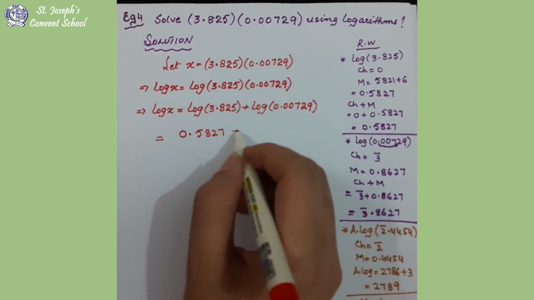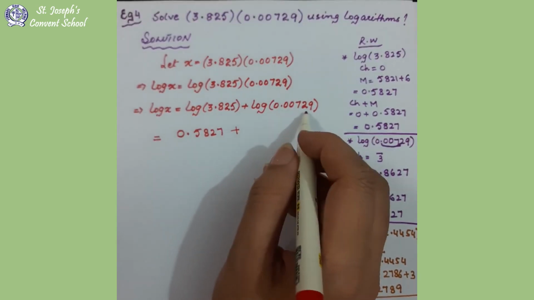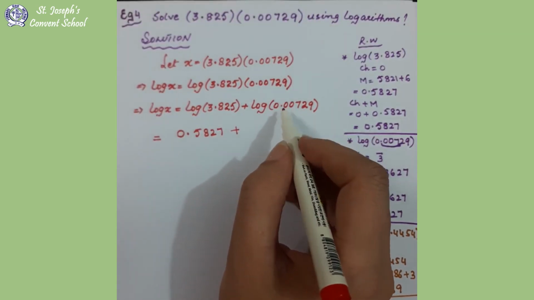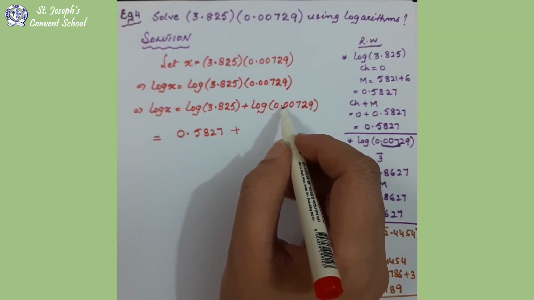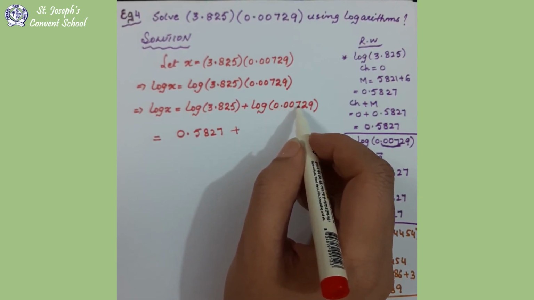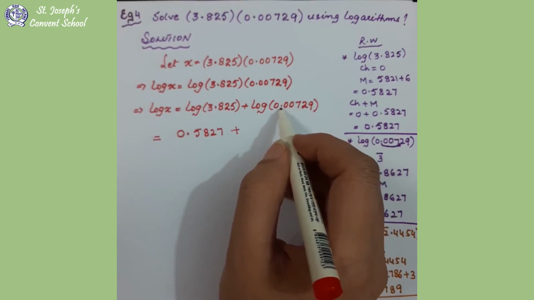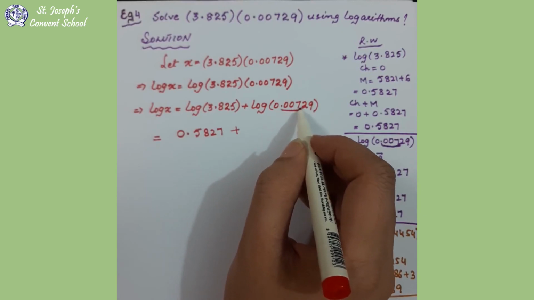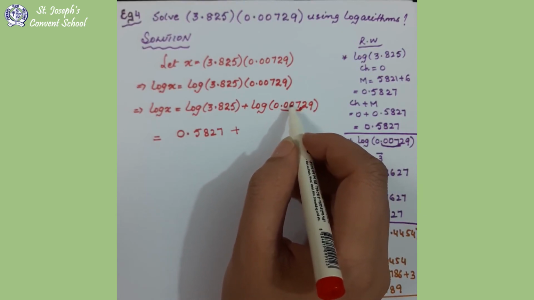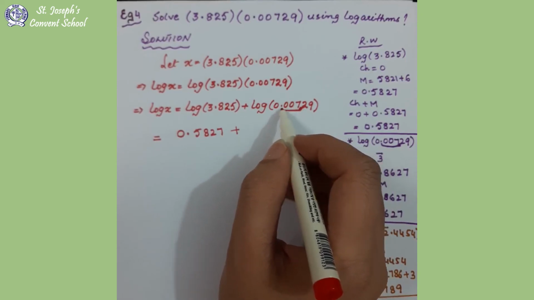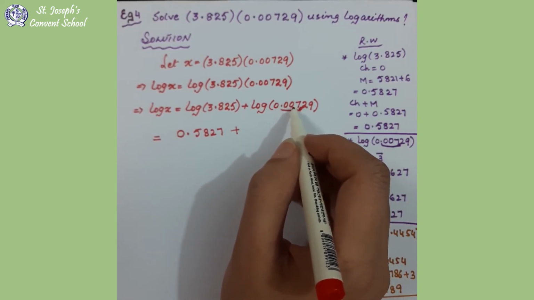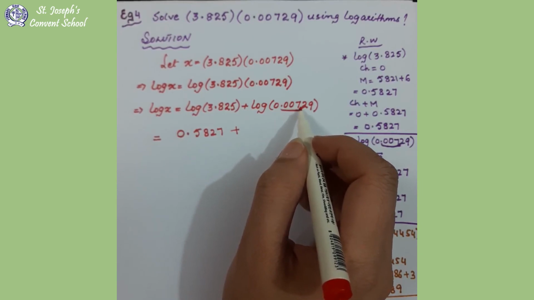Plus the log of this number. Now in this case you can see the decimal is not after the first non-zero digit. This is 0, this is 0, this is non-zero, so the decimal will come after this. So this decimal you have to shift after this. So you are shifting 1, 2, 3 places, and this number is smaller than 1. So if the number is smaller than 1, it means that the characteristic is negative.